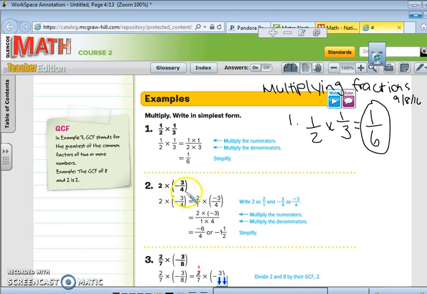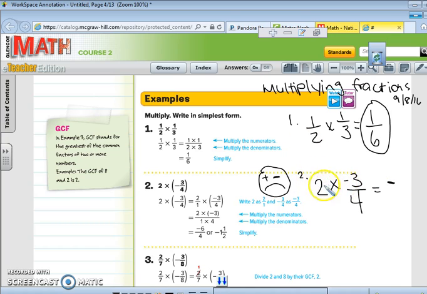Now on number 2, we're starting to work with negatives. So before I do anything, I want to use my rule. Positive times a negative is a negative. So I'm going to go ahead and write out this problem. Again, you should do this on your notebook paper. And I know my answer is going to be negative, and I don't want to forget that negative, so I'm going to go ahead and put that in.